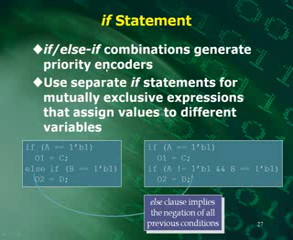The if-else if combinations generate priority encoders, like this here. Use separate if statements for mutually exclusive expressions that assign values to different variables. So here we have if A equals 1, we do this. Else if B equals 1, we do this. Well, in this case, you notice that I have O1 equal to C, and I have O2 equal to D. Well, these are mutually exclusive, so you should rewrite this differently.